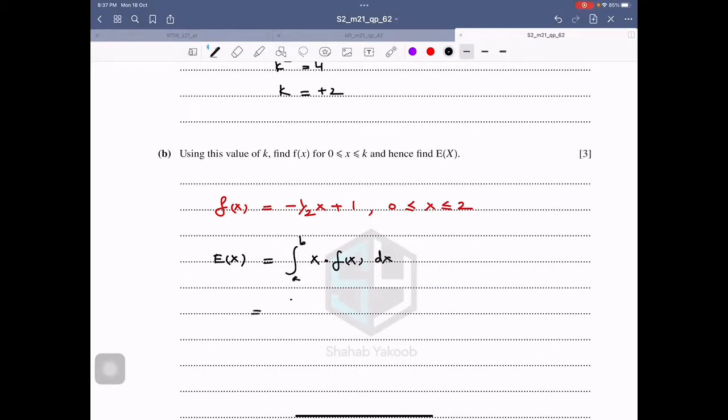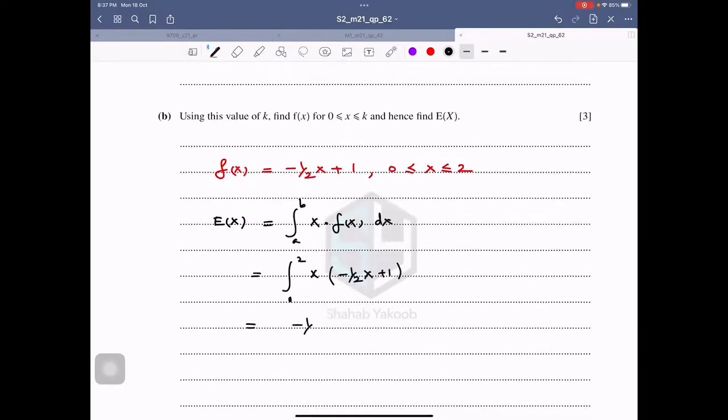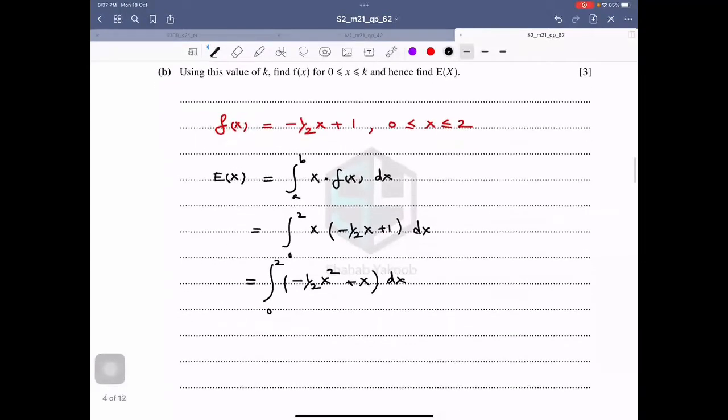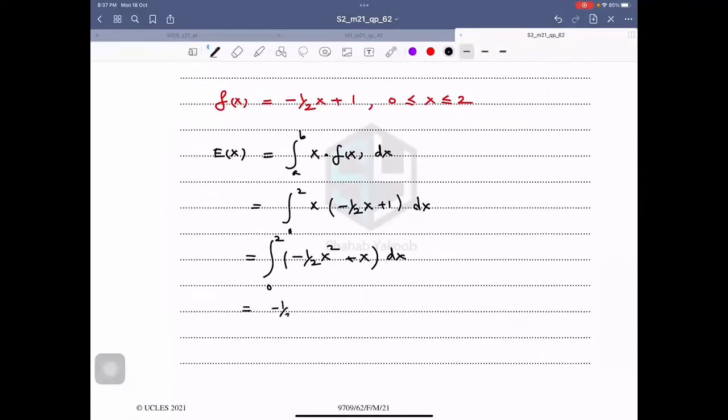In this case, the limits are 0 and 2. x times (minus half x plus 1) is minus half x squared plus x. It's not integrated yet, so do not forget to write dx, the integration sign, and the limits. Now integrated, this is minus half x cubed over 3 plus x squared over 2, between the limits 0 and 2.